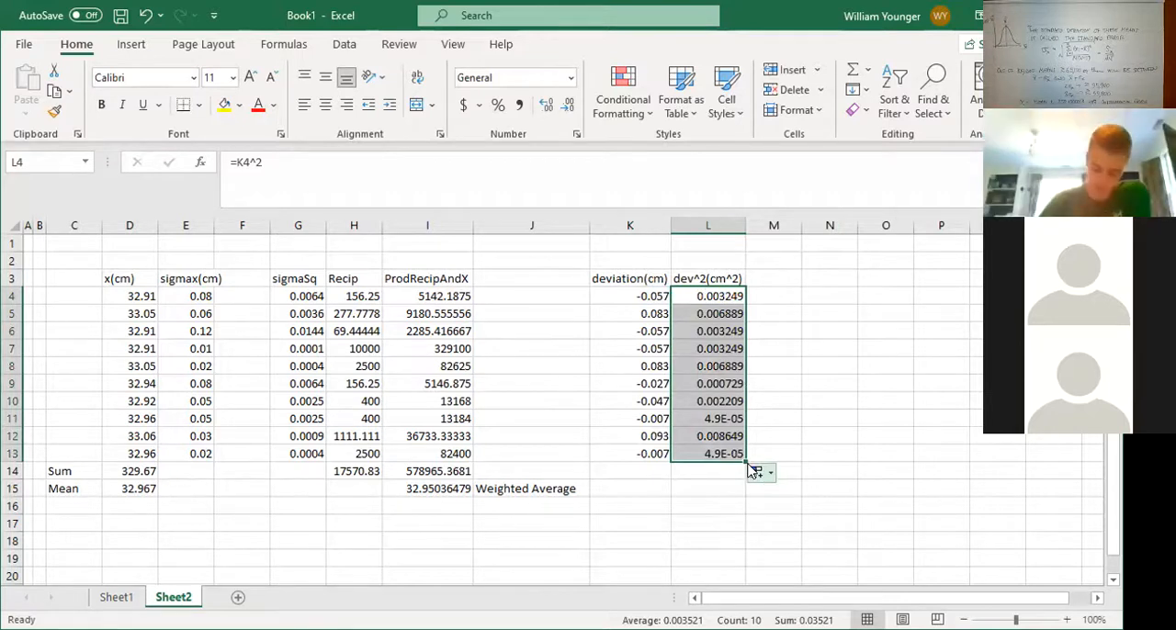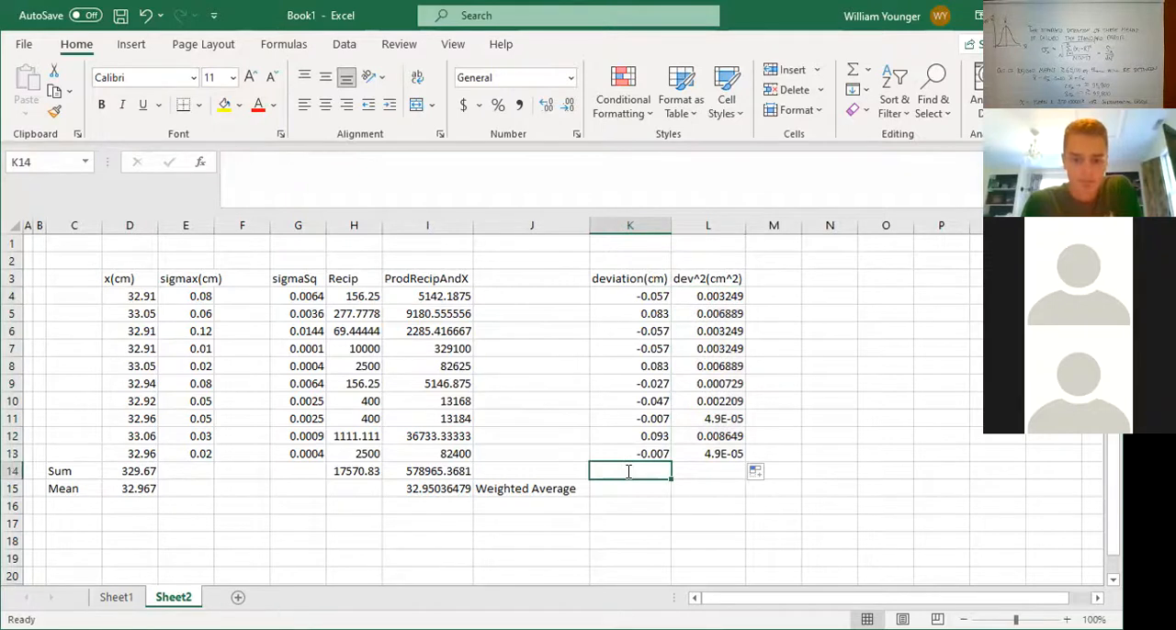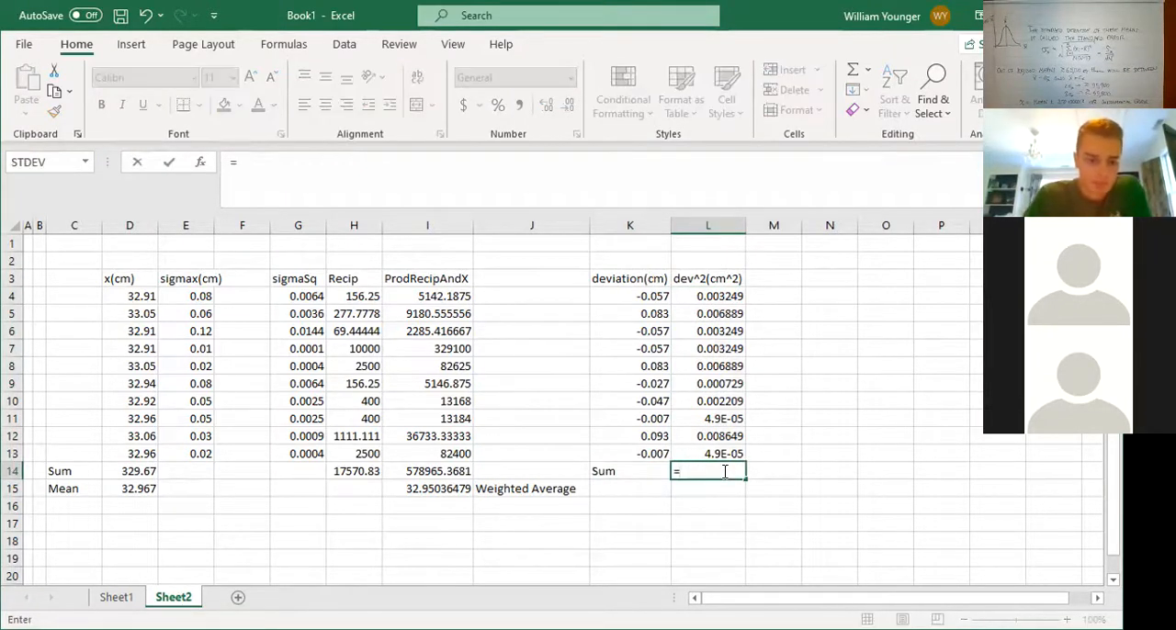In other words, from our formula, I got the summation of x sub i minus x bar squared. That's what each of these is, the xi minus x bar. Now I need to take the sum of those, and that's going to be equal to the sum of these guys. And that's the sum of my deviations.